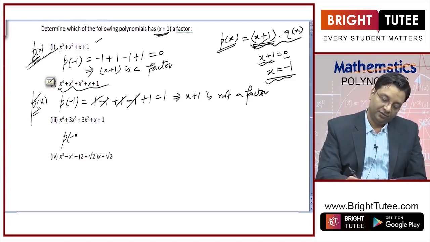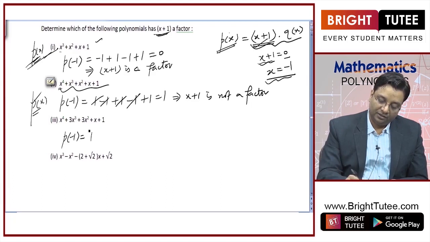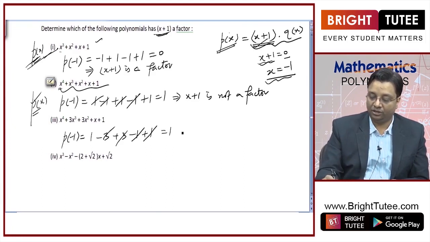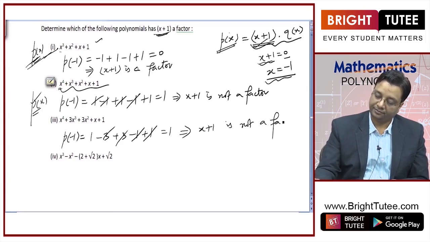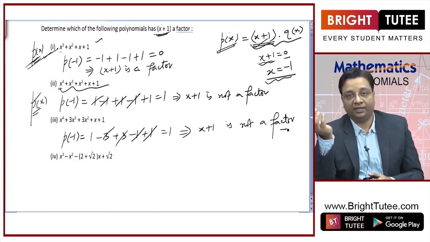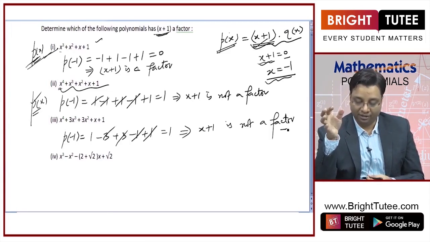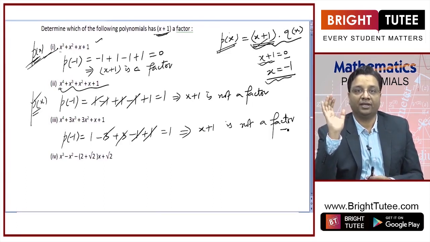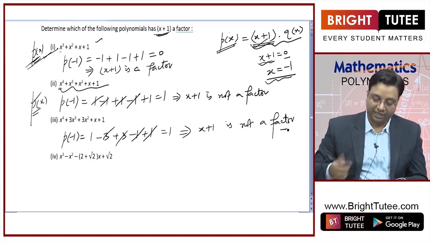In the third part, p of negative 1 is 1 minus 3 plus 3 minus 1 plus 1. So this got cancelled, but it is not equal to 0. Hence x plus 1 is not a factor. So you can write this statement: let the polynomial be p of x. Now p of minus 1 is not equal to 0. Hence as per the factor theorem, I can say x plus 1 is not a factor of this given polynomial p of x. So these are the statements that you need to write.